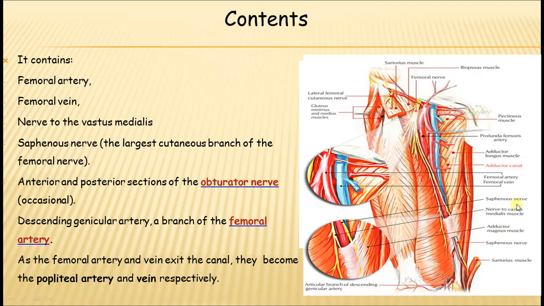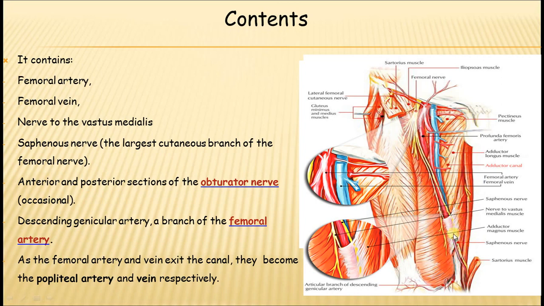Here you are able to see the femoral artery, femoral vein and the saphenous nerve. Then you have the nerve to the vastus medialis. It is all forming the content. The obturator nerve usually does not form, but sometimes it might form, the content of the adductor canal.